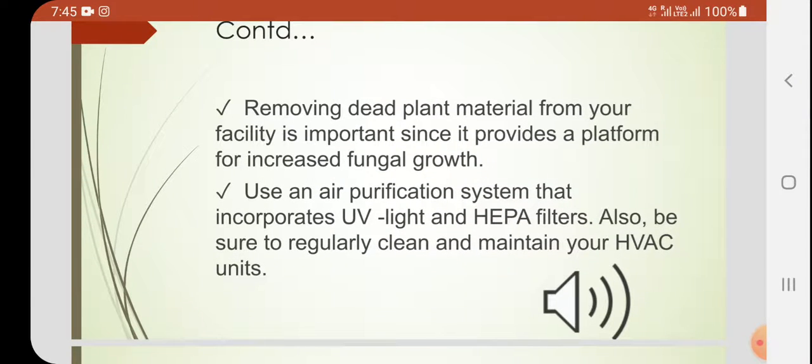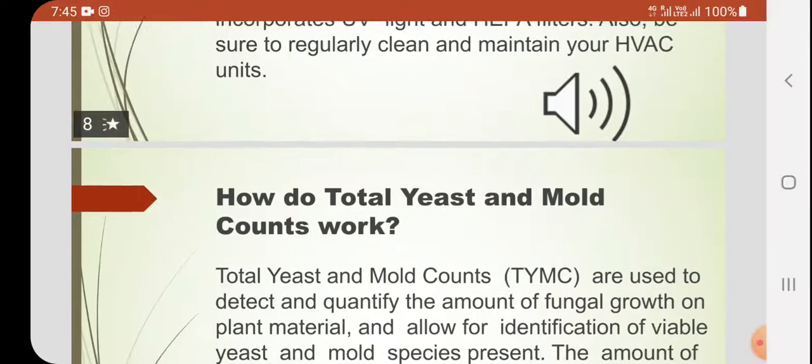Fifth one is removing dead plant material from your facility, which is important since it provides a platform for increased fungal growth. And sixth, use an air purification system that incorporates ultraviolet light and HEPA filters. Also be sure to regularly clean and maintain your HVAC unit.